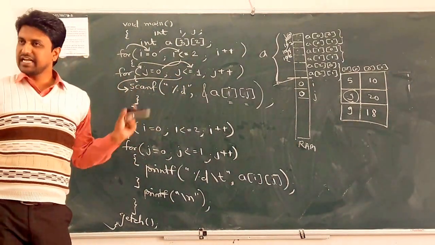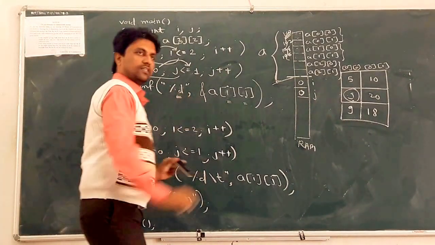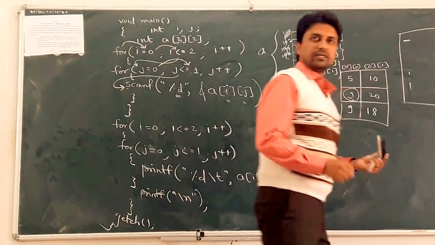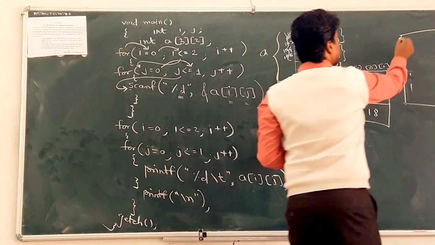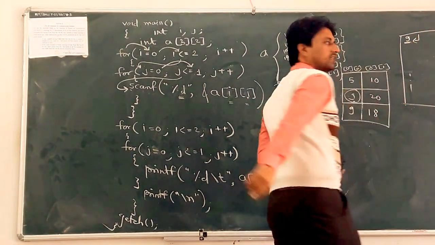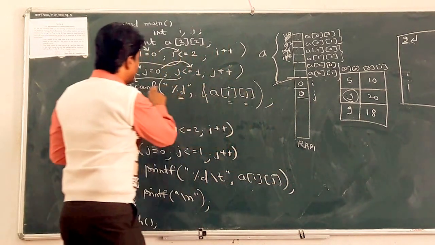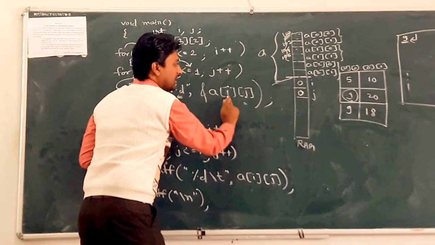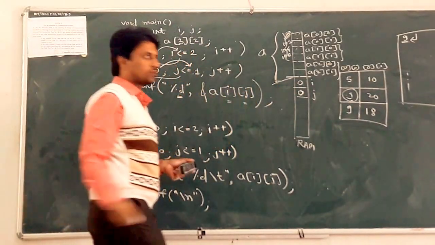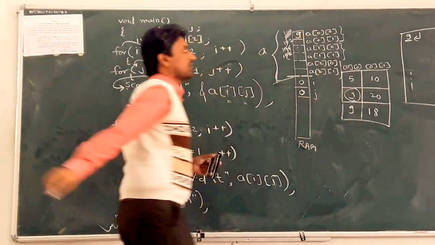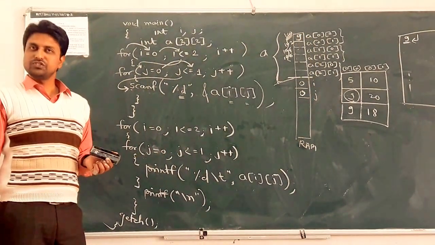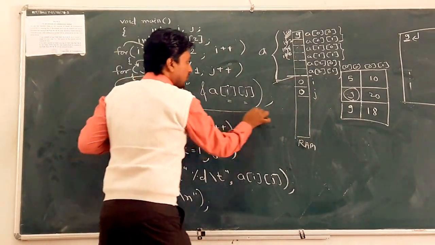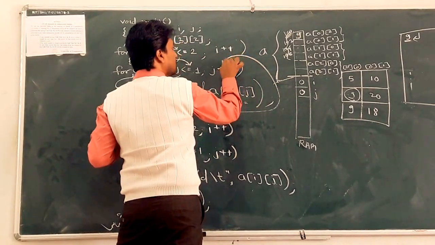Next statement, scanf percentage d. This is your console part, the cursor is blinking here. Suppose you enter 9 and press the enter key. That 9 value is now stored at the address of A of, what is the value of i? 0, 0. So the 9 value is stored at the location A of 0, 0. Next the curly bracket is over, so the flow goes to j plus plus.